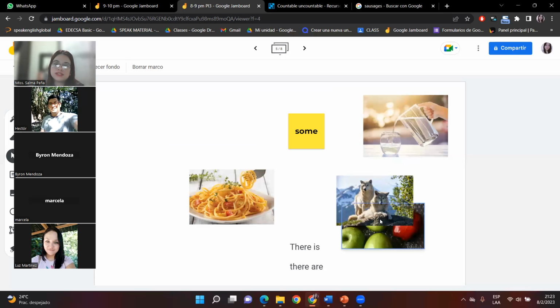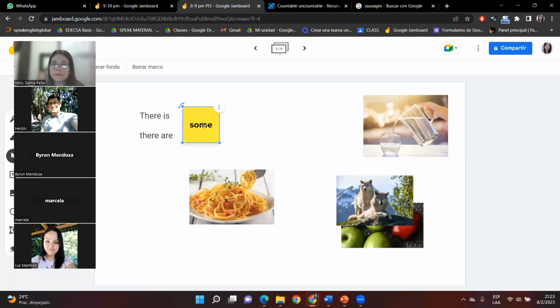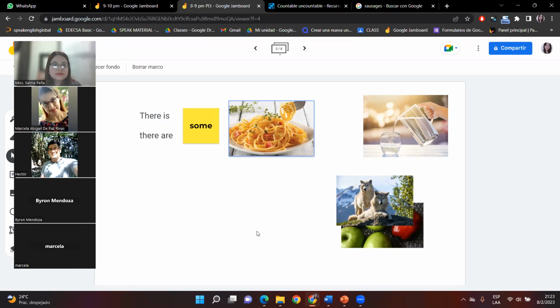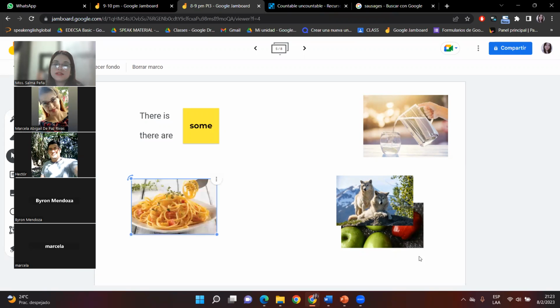So let's try the same exercise. We have there is and there are, and we have some. If I put this picture, Abby, help us. Which will be the correct structure? There is some pasta or there are some pasta? There is some pasta. Perfect. Now, Luz, what about this?